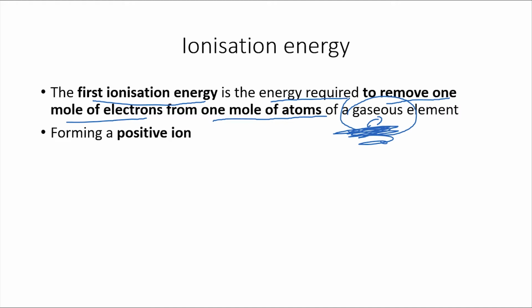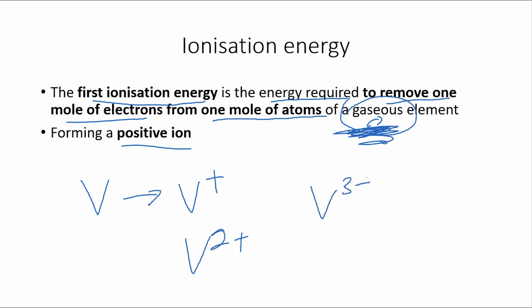And you know what happens when an atom loses an electron? It becomes a positive ion. So let's say we pick vanadium for our element for this project. So it becomes vanadium plus, or vanadium 2 plus, loses 2 electrons, or vanadium 3 plus. Essentially it's the same.